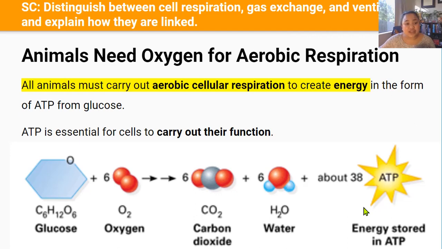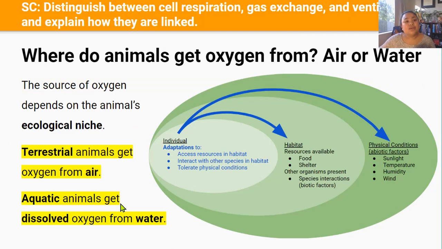Without this energy, without aerobic cellular respiration, animals won't be able to survive in their niche. They can't find their food, they can't reproduce, they can't save themselves from predators. One of the molecules absolutely needed for aerobic respiration is oxygen right here. Without this oxygen, aerobic cellular respiration can't happen, and animals won't get the energy they need to survive in their niche. So where do animals get their oxygen from?